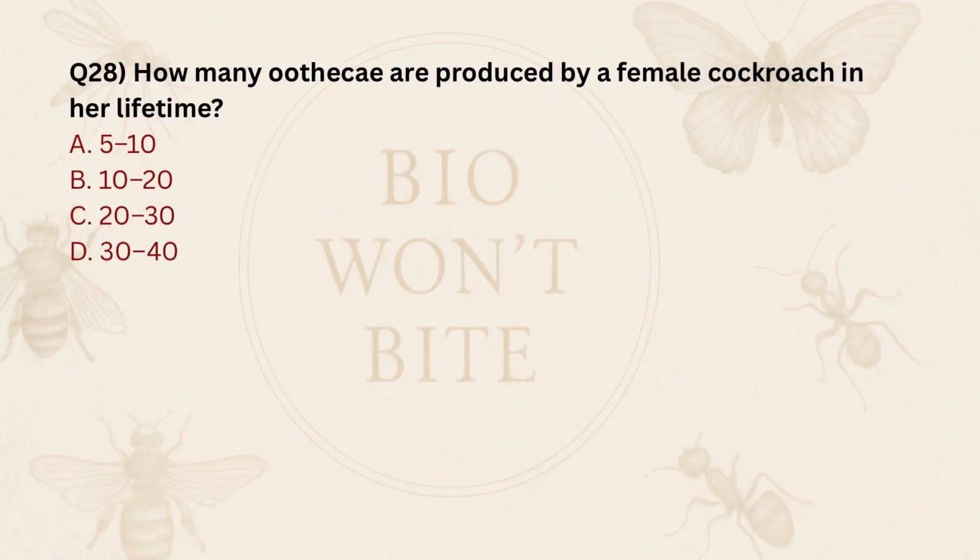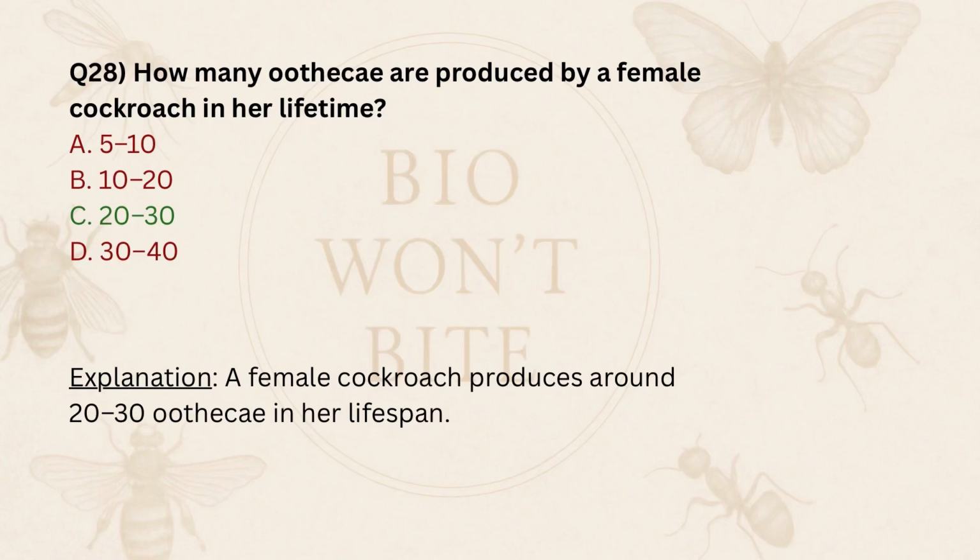Moving on to question number 28. How many oothecae are produced by a female cockroach in her lifetime? The correct answer is option C, 20 to 30. A female cockroach produces about 20 to 30 oothecae in her lifetime, each containing multiple eggs.